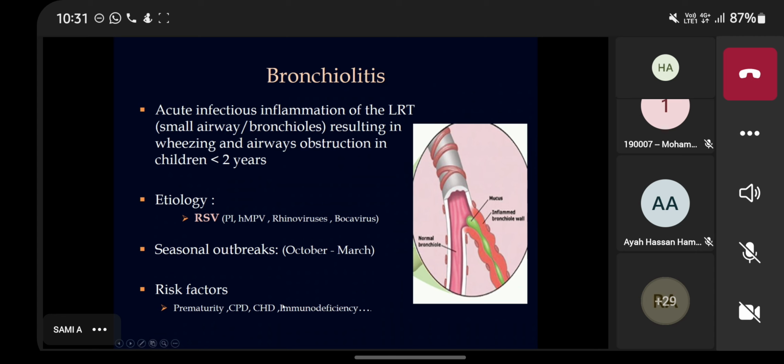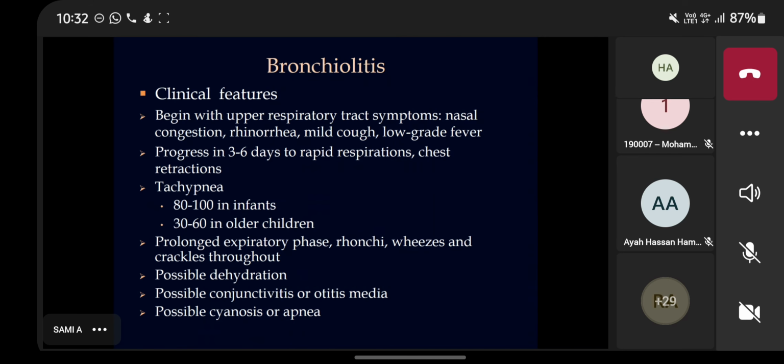Now, factors that increase the risk of severe bronchiolitis include extreme prematurity, cyanotic or complicated congenital heart disease, especially conditions associated with pulmonary hypertension, children also with chronic lung disease, and also children with immunodeficiency.